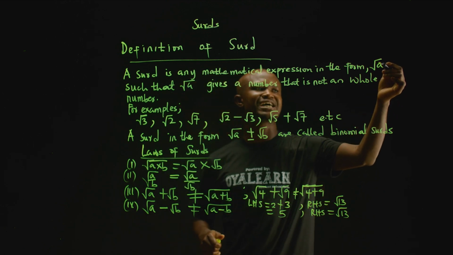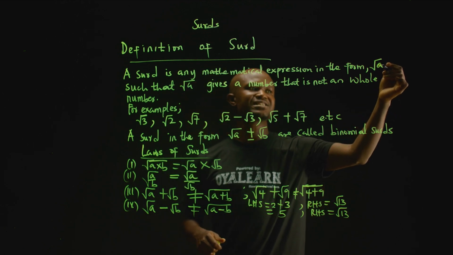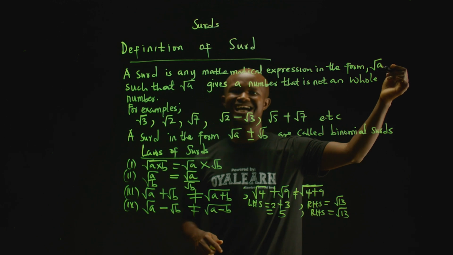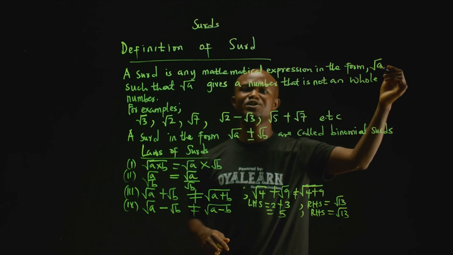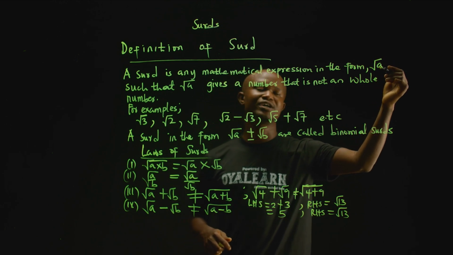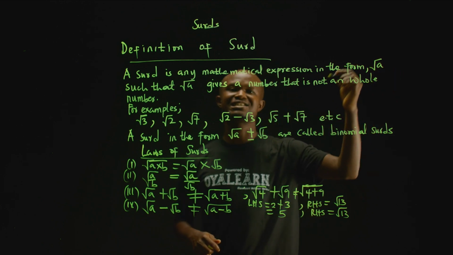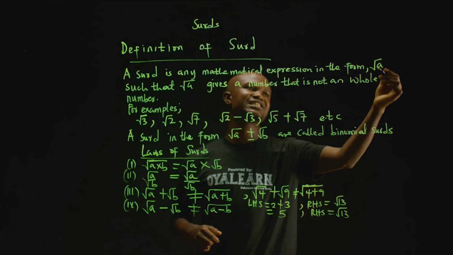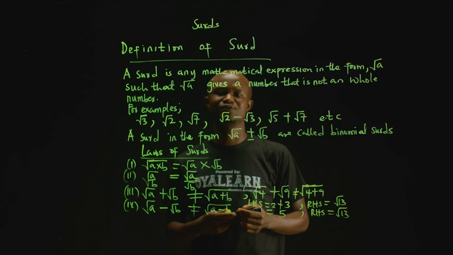And take note of this: the a inside this bracket here. If this a is a perfect square, then this expression is no longer a surd. But if a is not a perfect square, then this expression is a surd. Take note of that. Thank you.